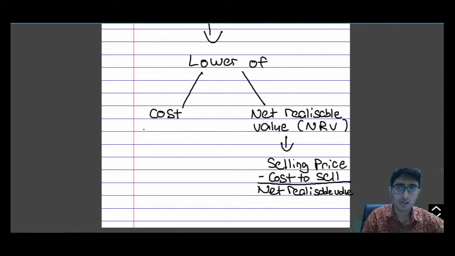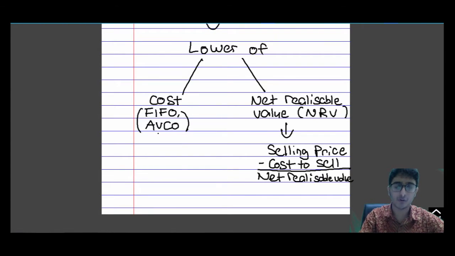Now, cost we usually use either FIFO, or you can say the first in first out, or the AVCO method, average cost method. Now remember, the traditional way used to also include LIFO, or last in first out, as the valuation of inventory under cost. But now IAS 2 prohibits us from using LIFO. Hence, we only use FIFO and AVCO.